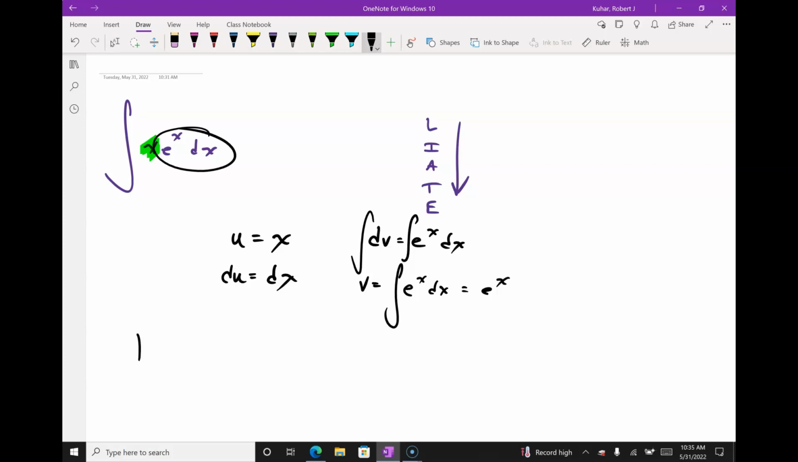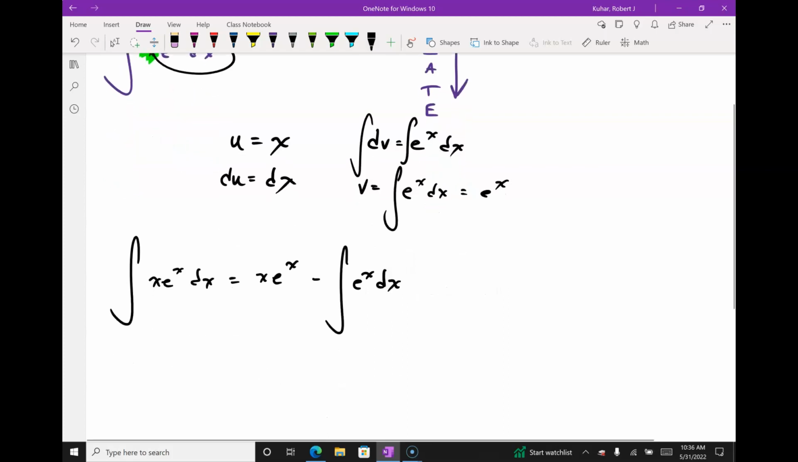All right, we're ready. The integral of x e to the x dx. I need a uv. That's x e to the x, minus the integral of v du. Pretty simple if you're organized. Oh, and that last integral is nice, isn't it? So this is x e to the x minus e to the x, all plus c.